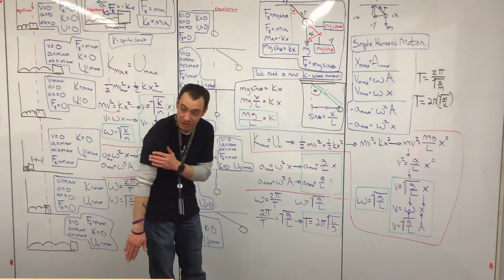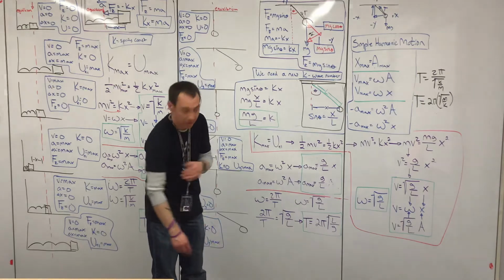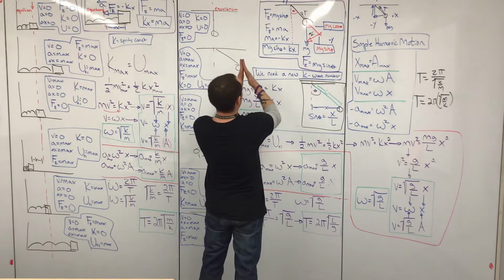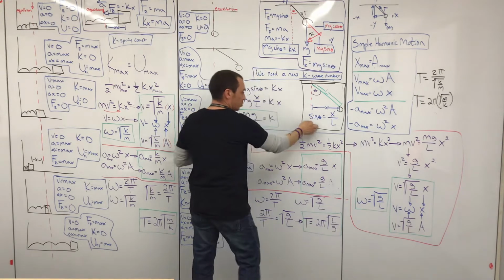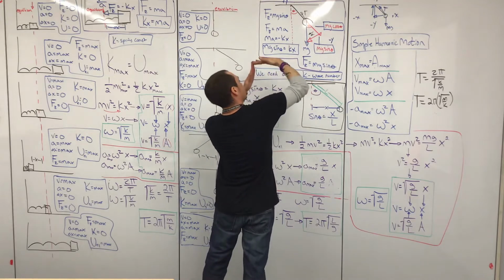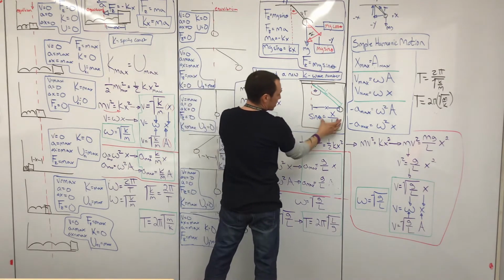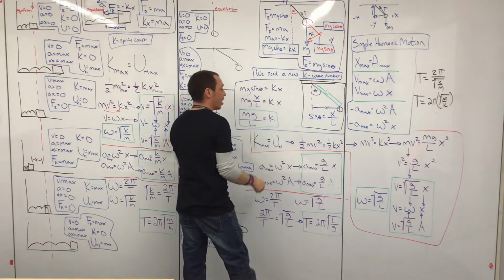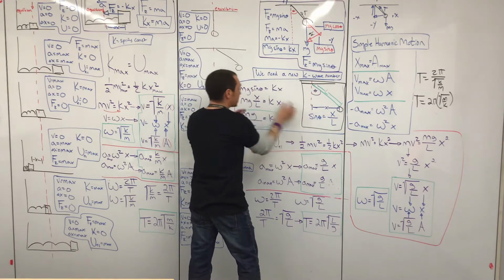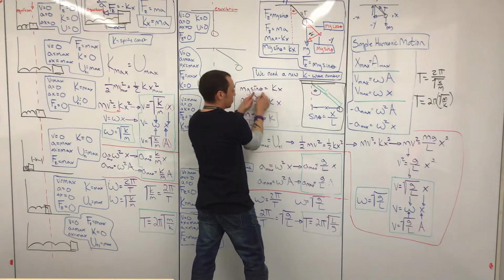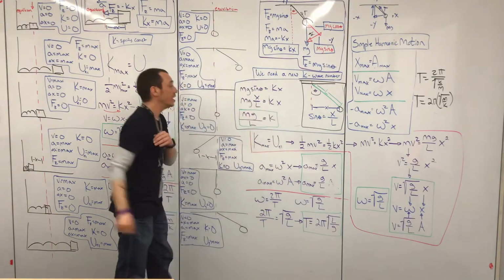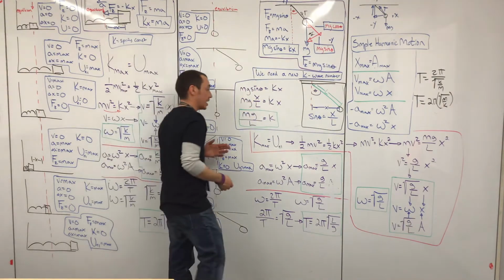Now, we can't do this all the time, only for very small angles. So only if we displace it a very small bit will this work. If they're large displacement angles, this doesn't work. But for very small angles, sine theta will be equal to x over L. So we can totally replace sine theta. Since they're equal, we can replace sine theta with x over L. That's the first thing that we do.